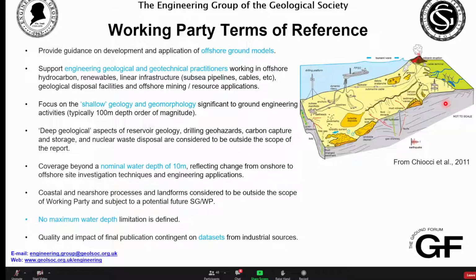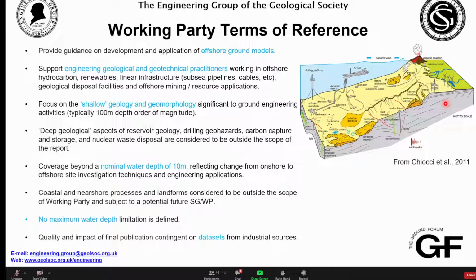But we have said everything less than 10 meters is outside the scope of this working party, but that will be picked up by the coastal and nearshore working party, which we'll be talking to next month, which is very much focused on the shallow water. So that is a separate, or proposed, working party, but we are hoping to provide that back-to-back coverage with a very consistent approach between the two. At the other end of the spectrum, there's no maximum water depth being defined. So we're going as deep as it takes, but obviously that will have an impact on the types of engineering facilities that will be designed in those zones.